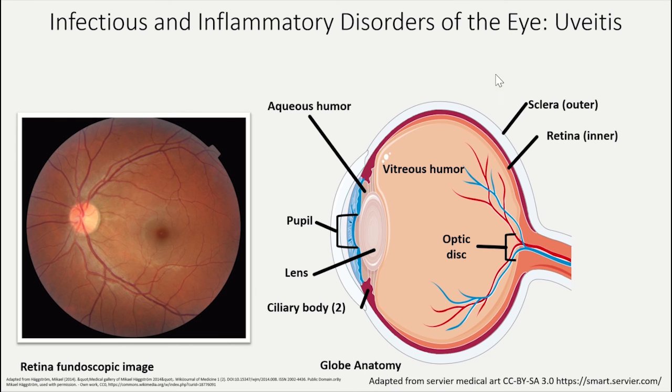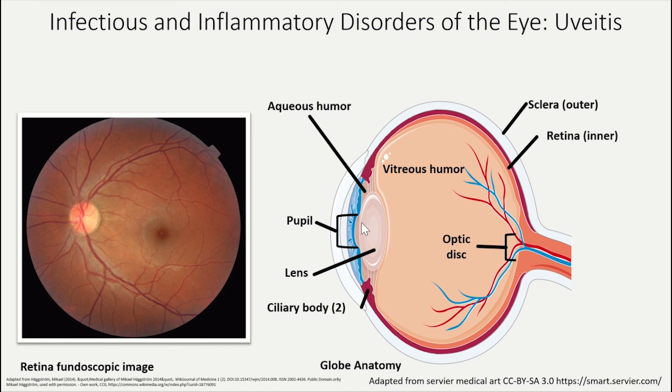This is the globe. The sclera is the white part of the eye, the retina is the inner part. You have your optic disc here, which contains your nerves, your arteries, and your veins. Optic nerve, optic artery, and then the veins and arteries. Here we have our aqueous humor. Here we have our vitreous humor.